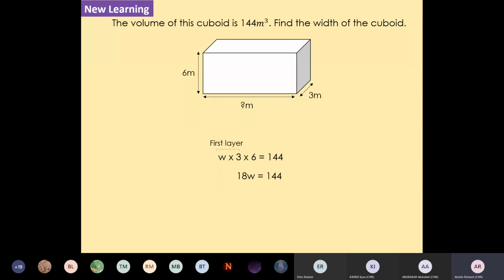We can do a multiplication though, so we know that what 3 times 6 is, it's 18.